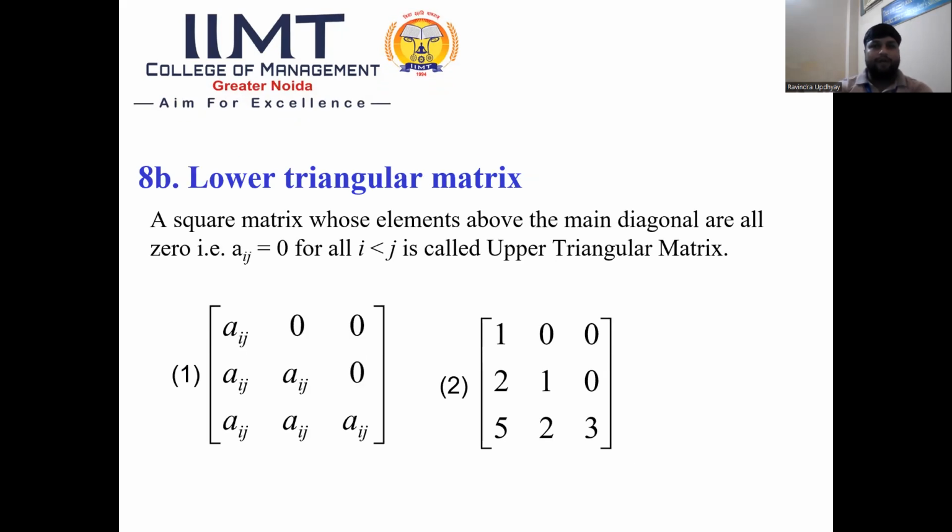Second is the lower triangular matrix. A square matrix whose elements above the main diagonal are 0, that is, Aij equals 0 for all i less than j, is called a lower triangular matrix. That means in this matrix, all elements above the principal diagonal will be 0. For example, in example 1, all the elements above the main diagonal are 0. In example 2, all the elements above the main diagonal are 0.